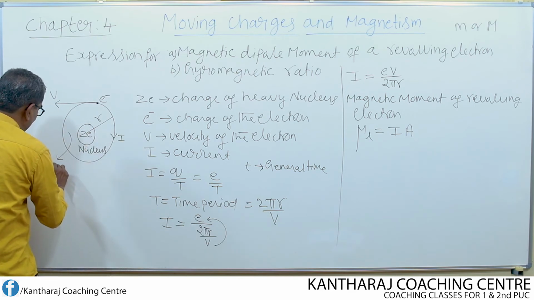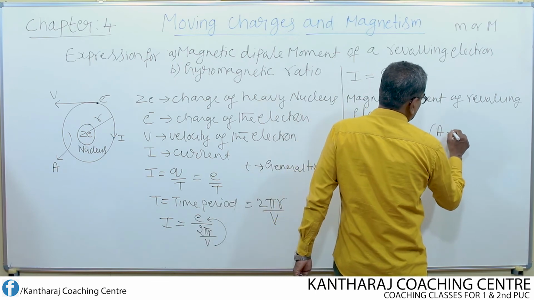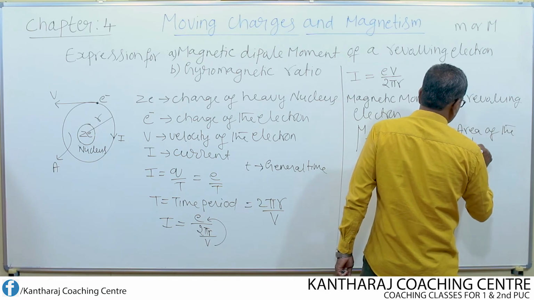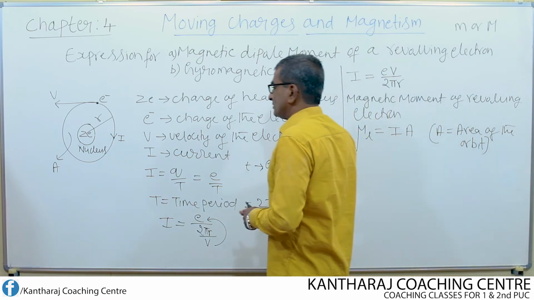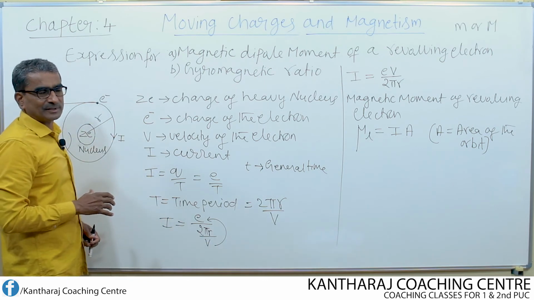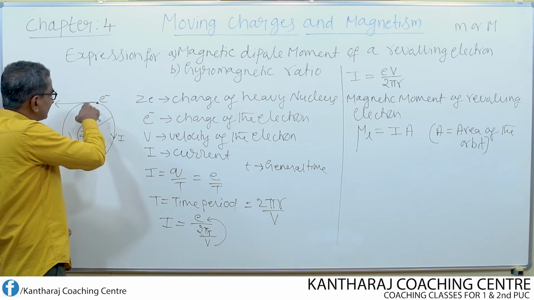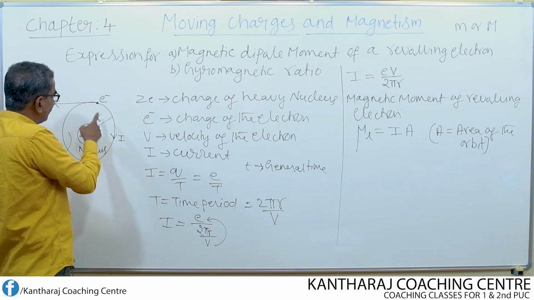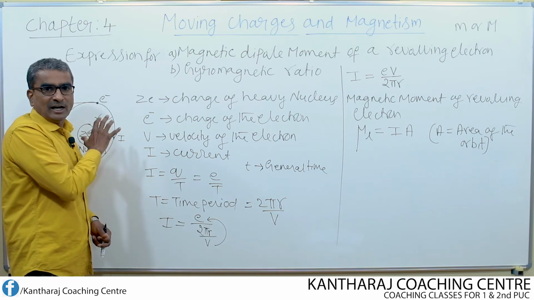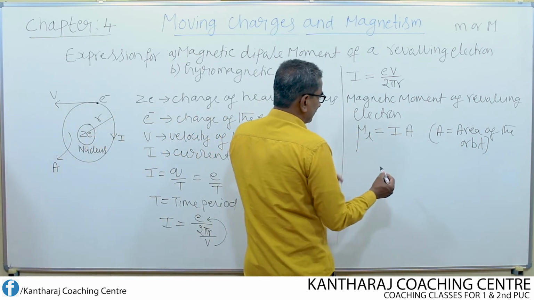So what is its area? A, where A equals the area of the orbit. See, what I do here is imagine this orbit itself as a wire loop. This is not actually a metallic wire, but let us imagine this orbit itself as a wire loop. So in this wire loop the electron is flowing and it is giving rise to current. That is how we have to assume or imagine here. Therefore A is the area of the orbit or the circular path.